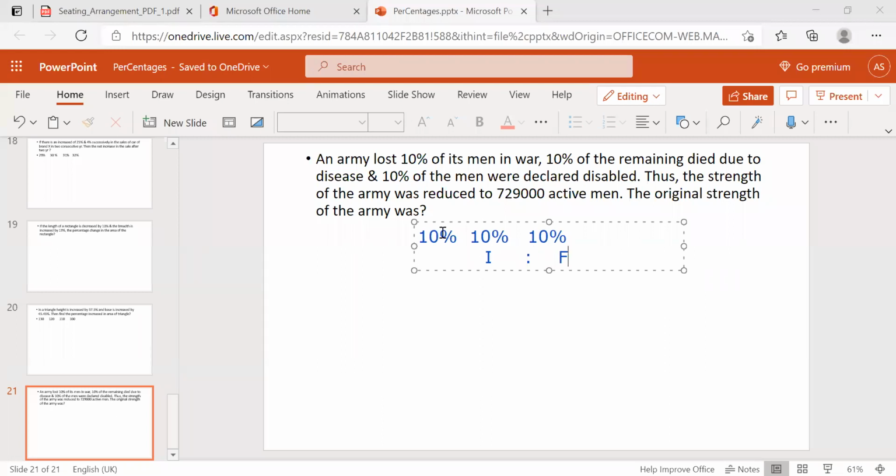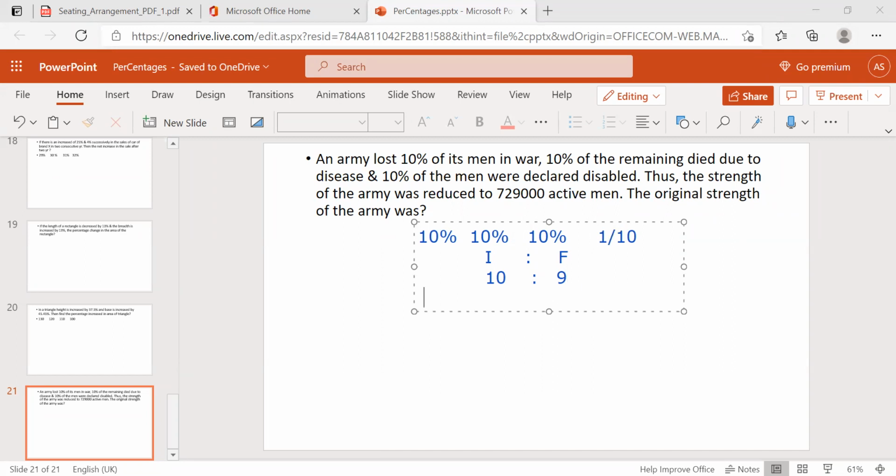Now, the first time it is 10% decreases, and the final value will be 9. Right? 10% is nothing but a factor of 1 by 10. So initially it is 10. Now decrease by 1.